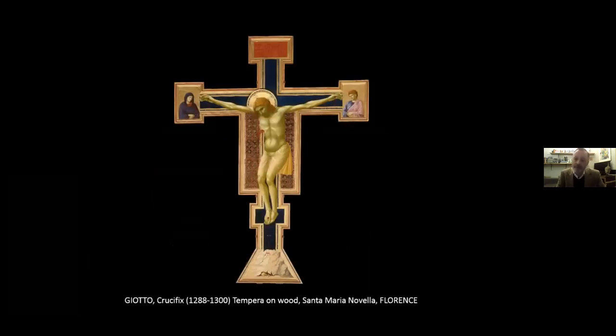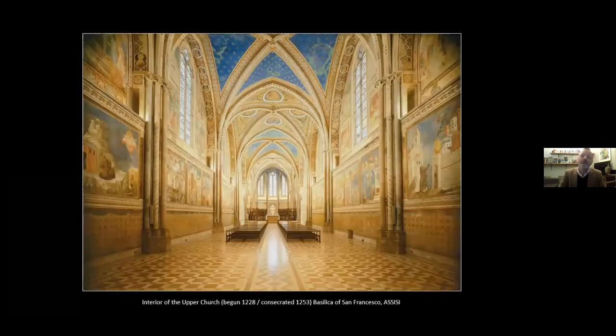Here's an example of the painting of Giotto, just to give you an idea of what we'll see in terms of design in the bell tower. This is a crucifix that can be found today in the Dominican Basilica of Santa Maria Novella here in Florence, and was produced in the last years of the 1200s.